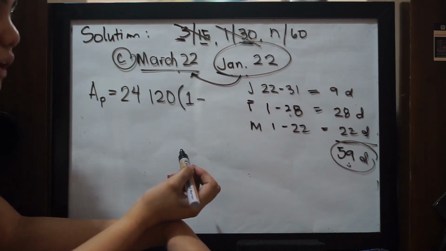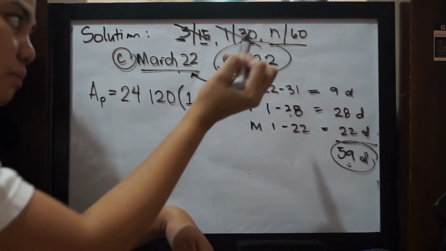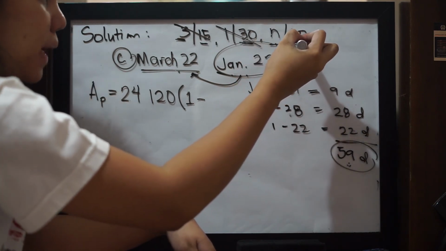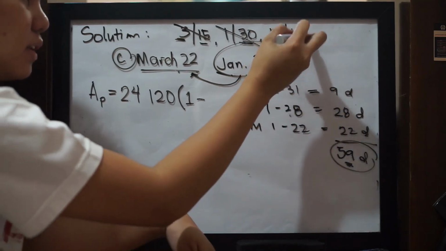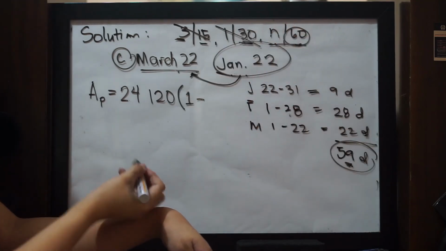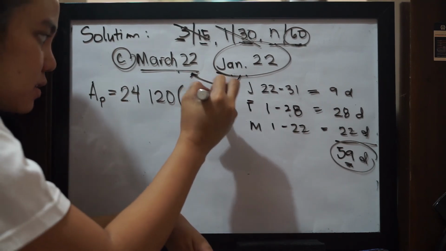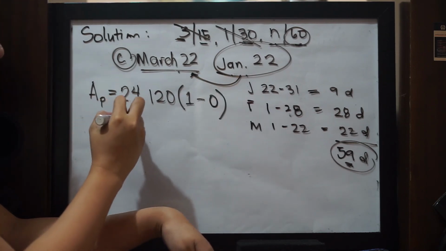Ano na lang yung natitira? N/60. Ibig sabihin, wala nang maibibigay na discount at after 60 days, you have to pay na kasi due date na yon. So, 59 days is within this period. So, ibig sabihin, wala ka nang marireceive na discount rate. And, anong number ang nagsisignify sa wala? Edi, 0.